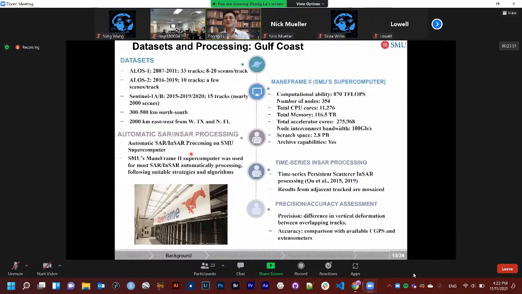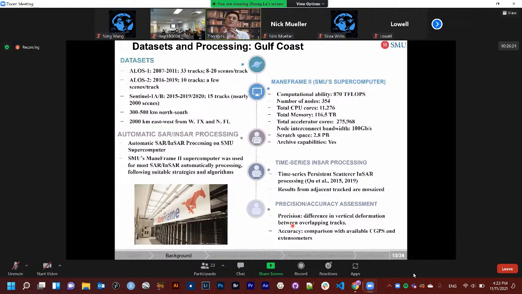She did iterations over localized areas, trying to refine the measurements, tease out and remove some of the artifacts in the measurements to improve them. If you want to know more, look at her publications from 2015 and 2019, all available on our website. We also mosaic adjacent acquisitions here, to get the mosaic deformation of the whole Gulf Coast.